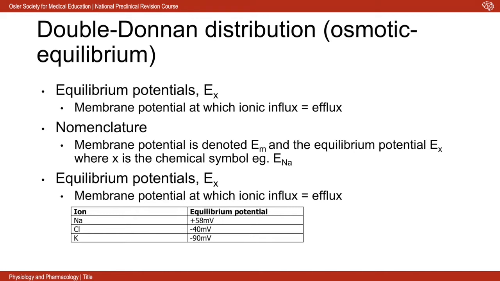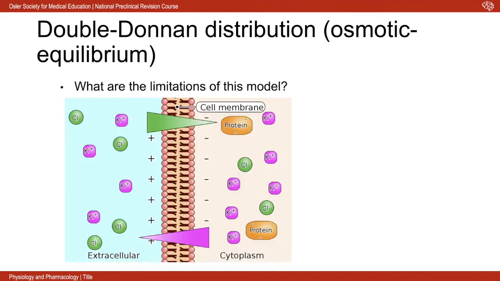Here are some equilibrium potential values that are important to the establishment of the resting membrane potential, and this is important in considering the Double Donnan distribution. Specifically, the Double Donnan distribution was an early model of ionic and osmotic equilibrium across the cell membrane. In this model there are impermeant anions such as proteins inside the cells, and impermeant cations such as potassium and sodium outside the cell.